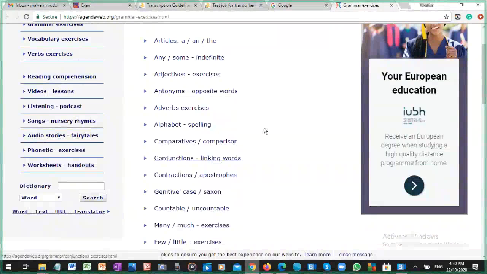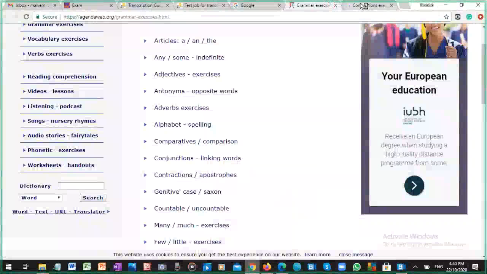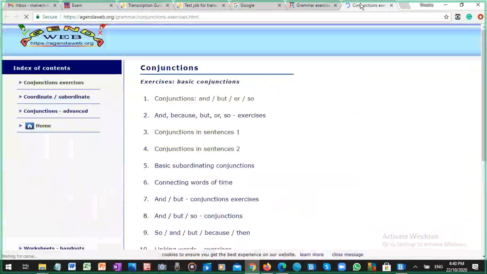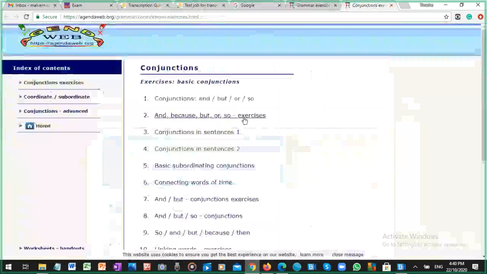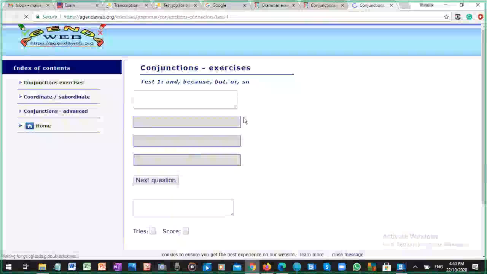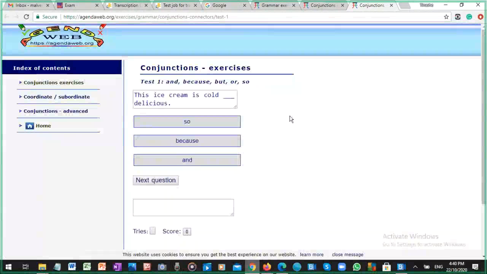Okay, so then. All right, so yesterday we were doing this exercise. Oh no, we had finished it. Okay, so today let's try number two first. It's just the same. You're going to be giving me the right conjunction. These are conjunctions: and, because, but, or, so. You're going to be giving me the correct one. Is that okay?